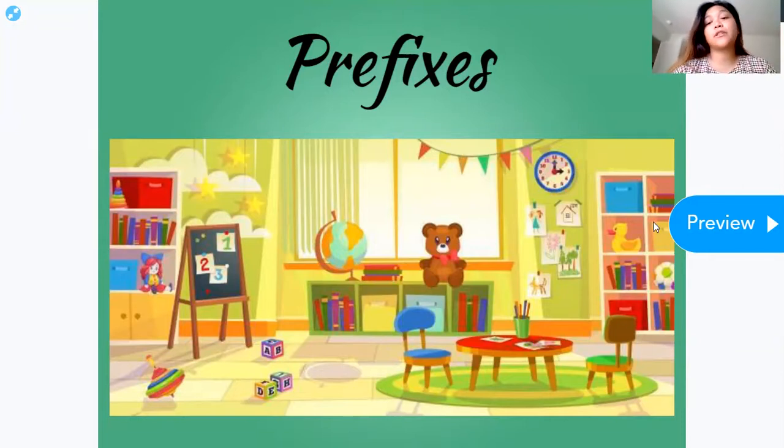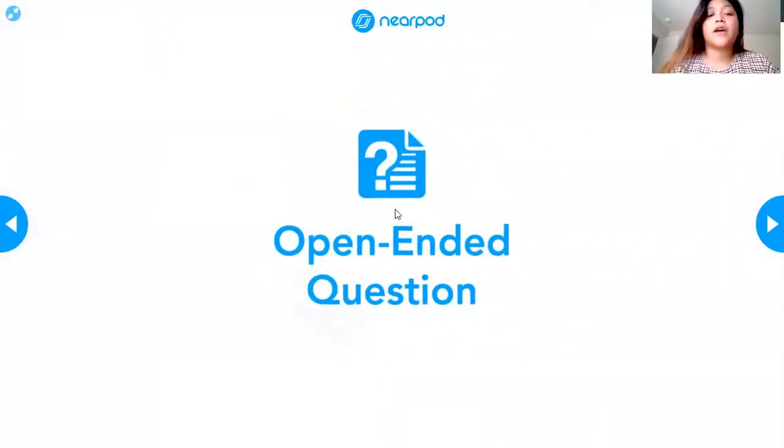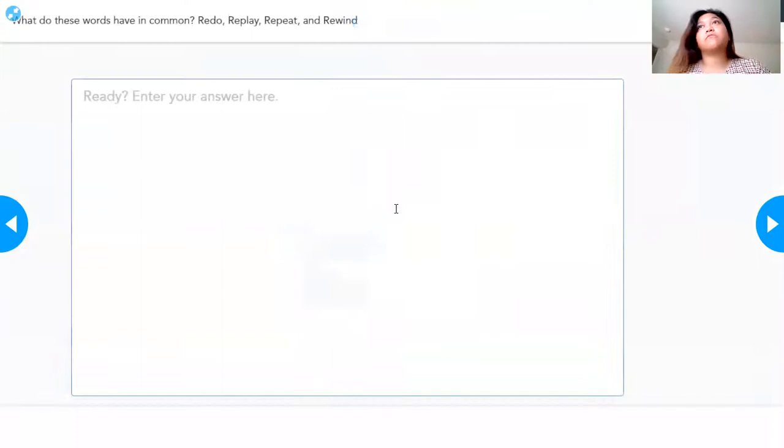Today we are going to be learning about prefixes. Some of you, well, mostly all of you should have prior knowledge of what a prefix is, but if you can't remember, that's okay. Hopefully, as we go through today, you'll be able to remember and be able to do all of these that you learn. So, what do these words have in common?